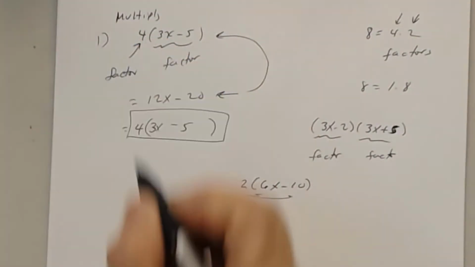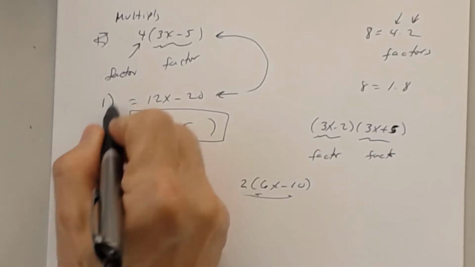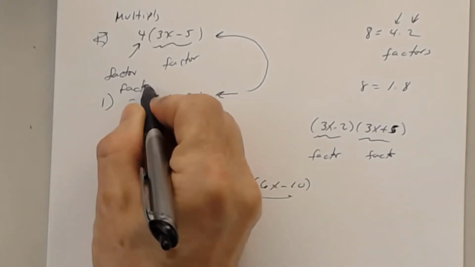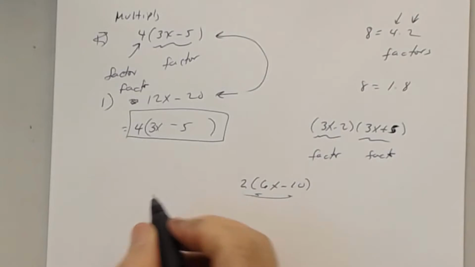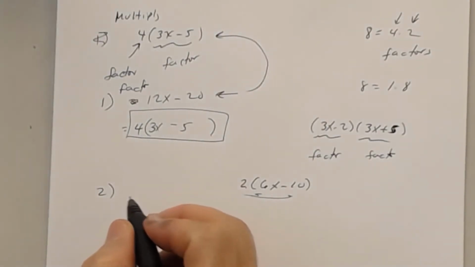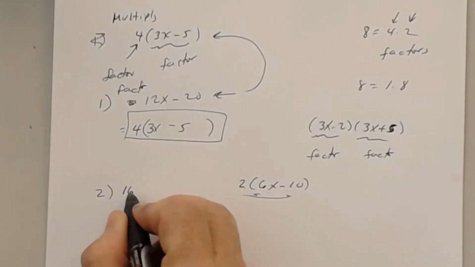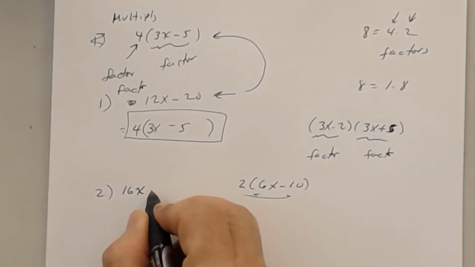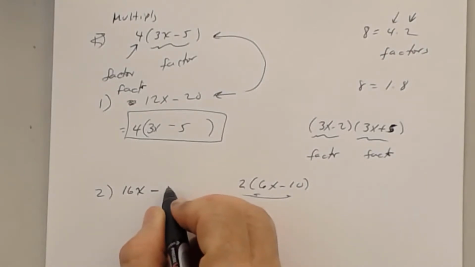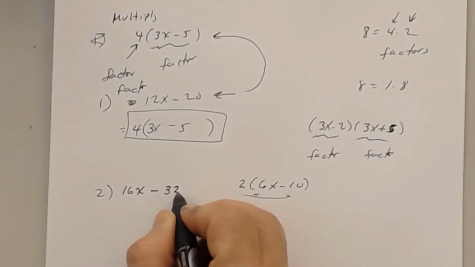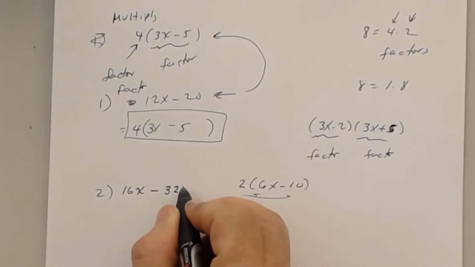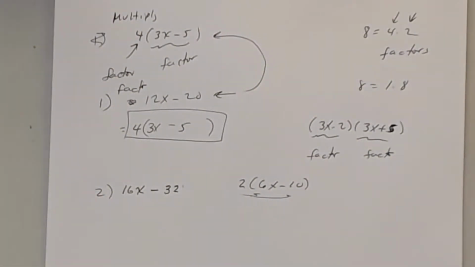All right, so put this right here as number 1. So we factor. Number 1 right here. Number 2, suppose you had 16x minus 32. So you want to factor this. So you want to write this as a product.